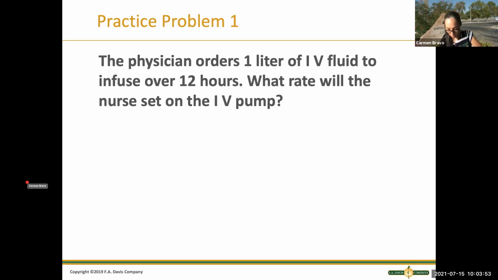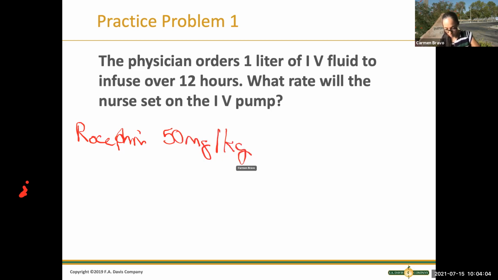For example, you have an order that says Lorazepam, and the doctor orders 50 milligrams per kilogram. That's the doctor's order, and the doctor says every 24 hours. And then you have a kid that weighs 10 kilos. How many pounds is it? 10 times 2.2. Let's say we have a kid that weighs 22 pounds.